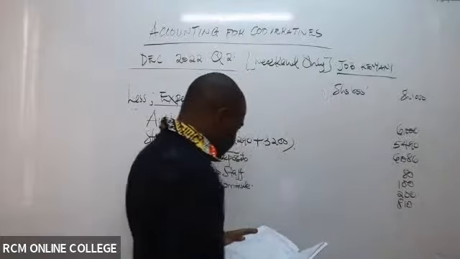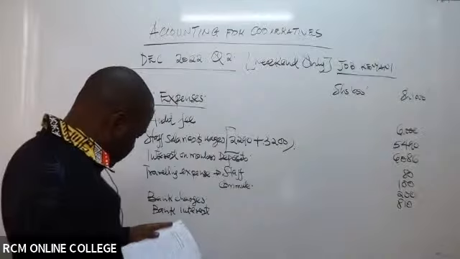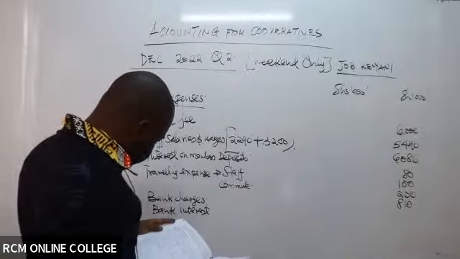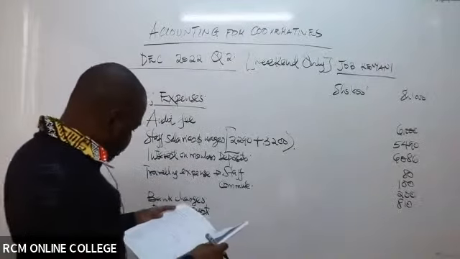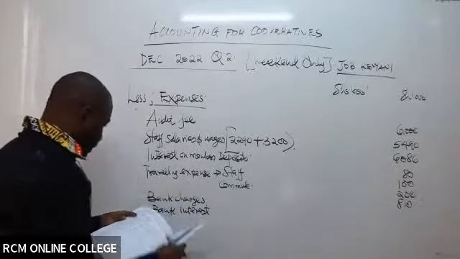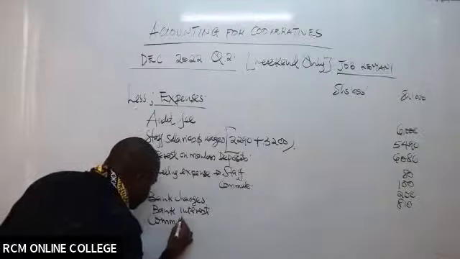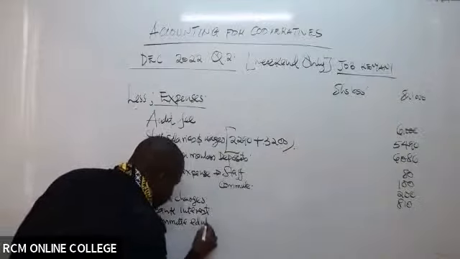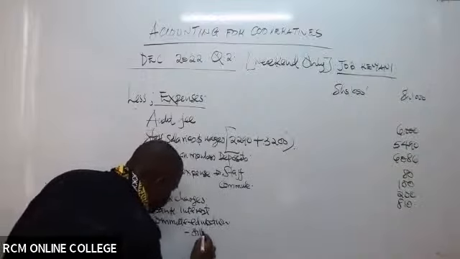810, exactly 810. Then we have, apart from the bank interest, salaries and wages. I think we've been able to deal with it. Committee education expense, committee sitting allowance. So committee expenses: committee education, and of course, sitting allowance.